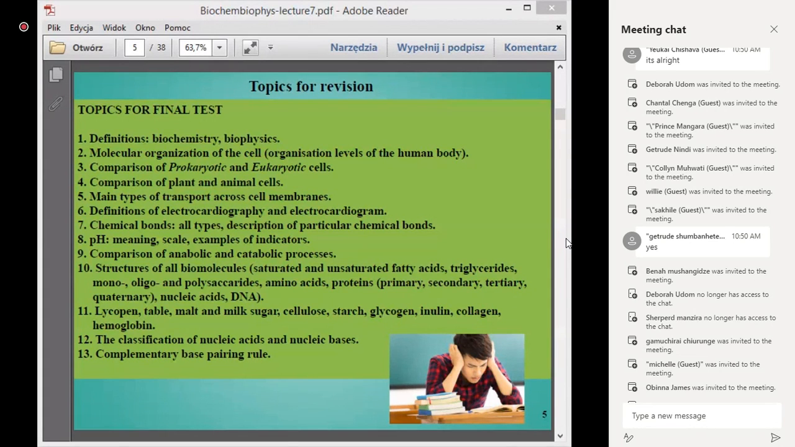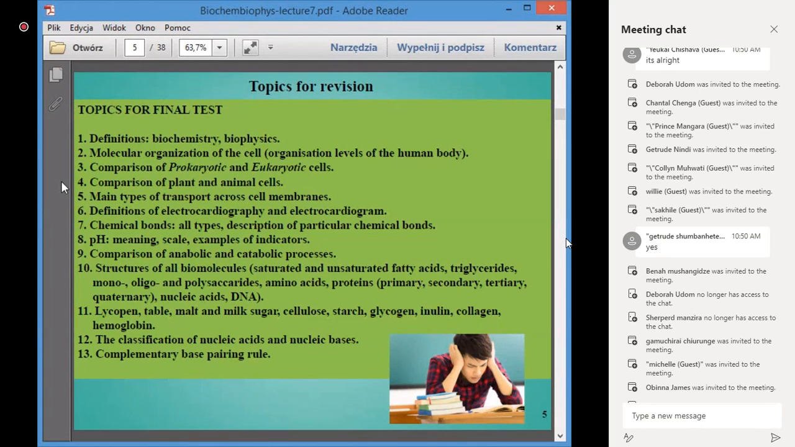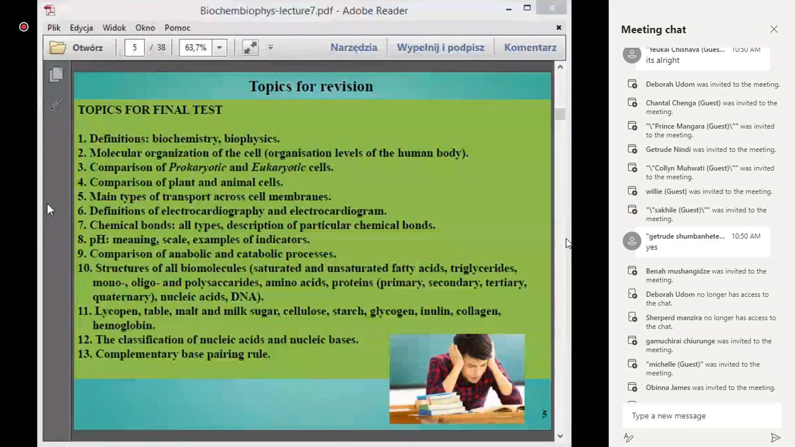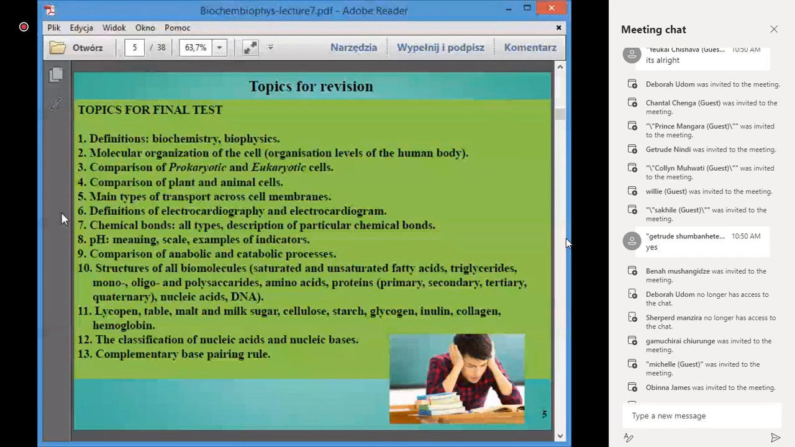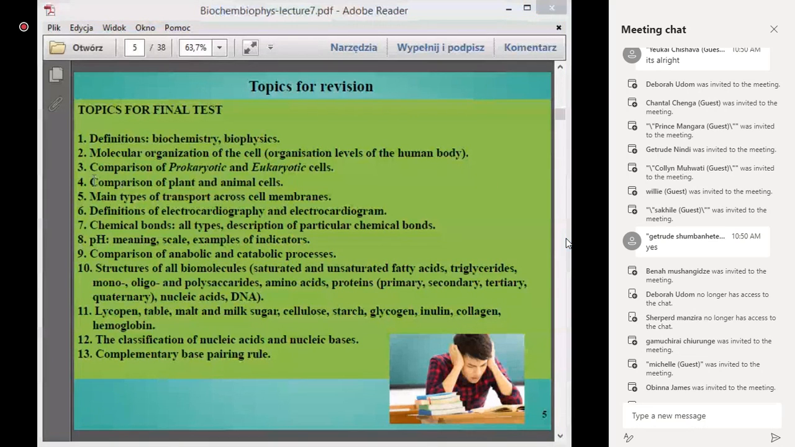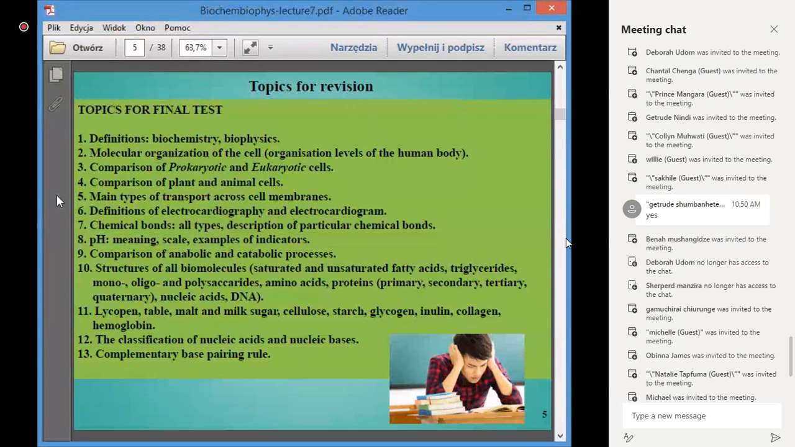Okay, so it's really hard to have a lecture with so many students, but I hope you will be able to at least see my presentation and of course hear me. So on this slide, you can find some topics for revision. The final test will have a few questions of single choice, but only a few, and the rest of the questions you will need to write something from yourself. This is a kind of open question, and in this case you should write some definition or compare some properties or list some kinds of bonds or mechanisms, things like this.